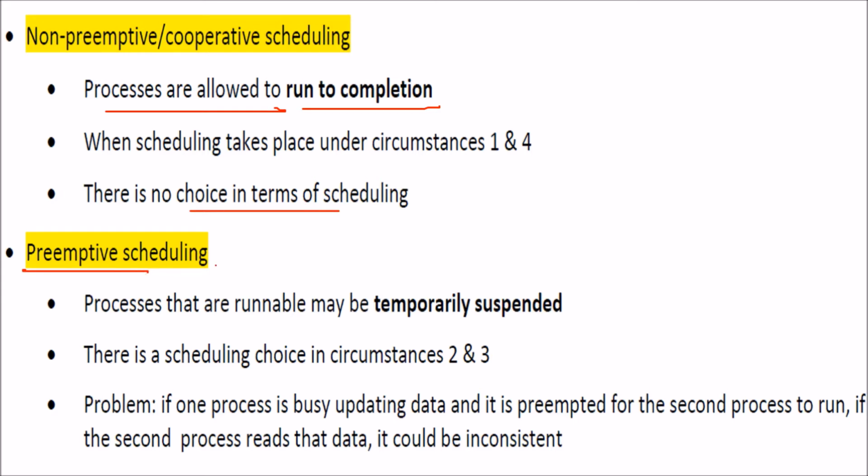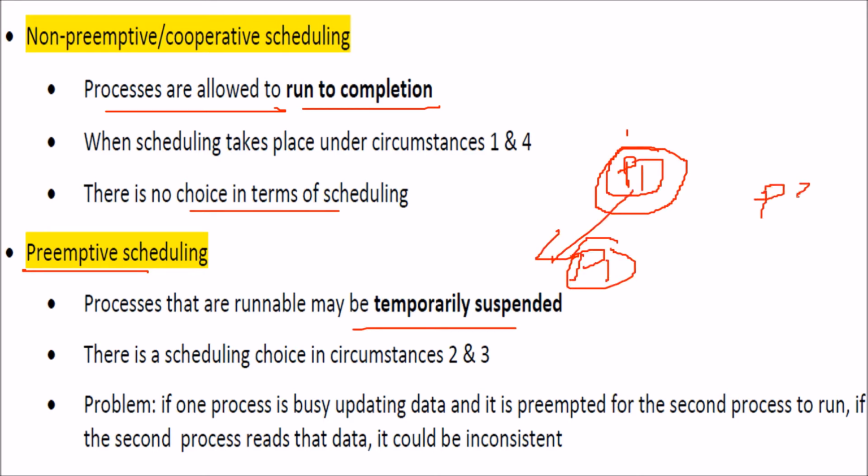In preemptive scheduling, even if the process is working, it may be temporarily suspended. It can be sent from the running state to a waiting state. But what problem can arise? See, if you have process P1 here, updating its data, and you have just preempted it, P1 comes out of the CPU. Now you put P2 inside. So now P2 has taken the place of P1.